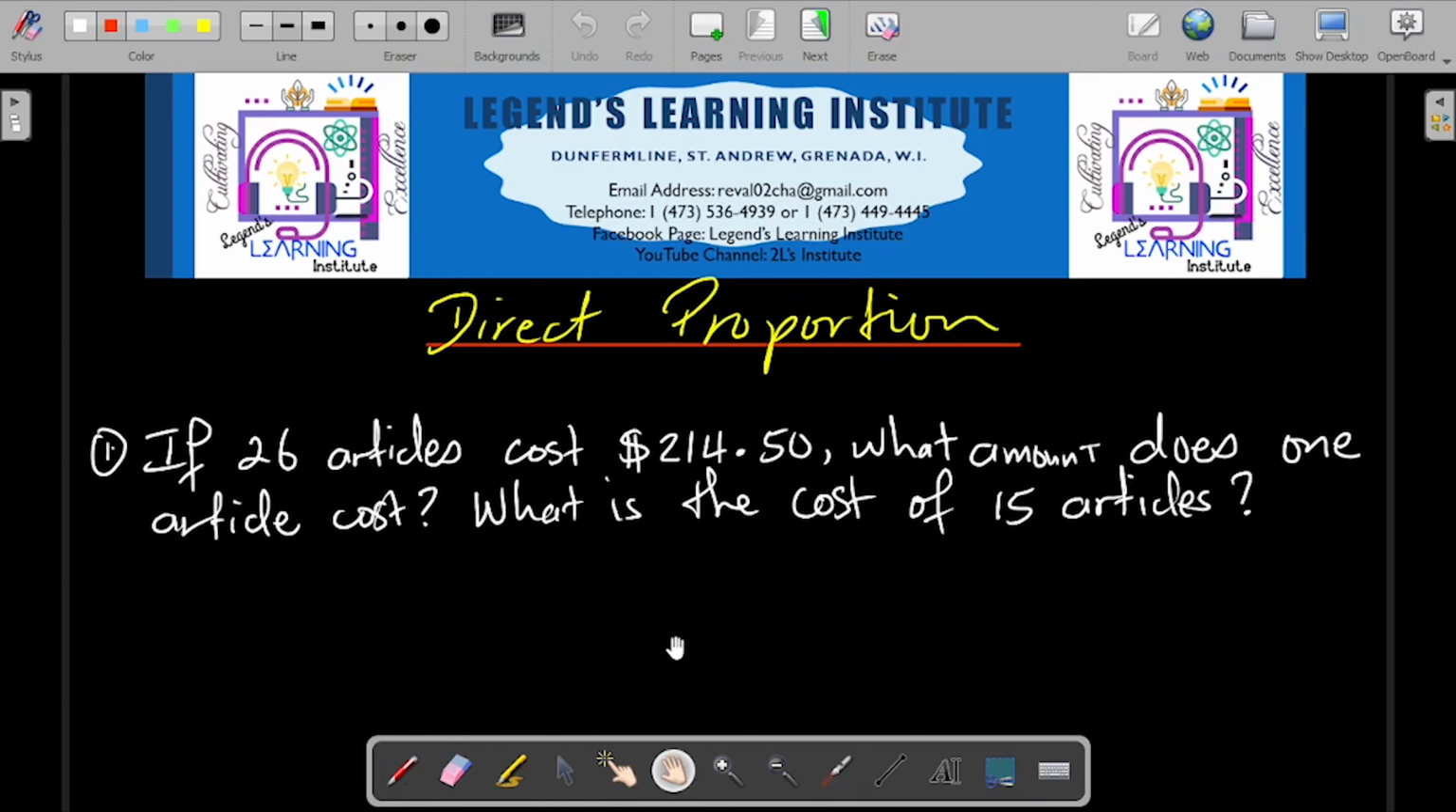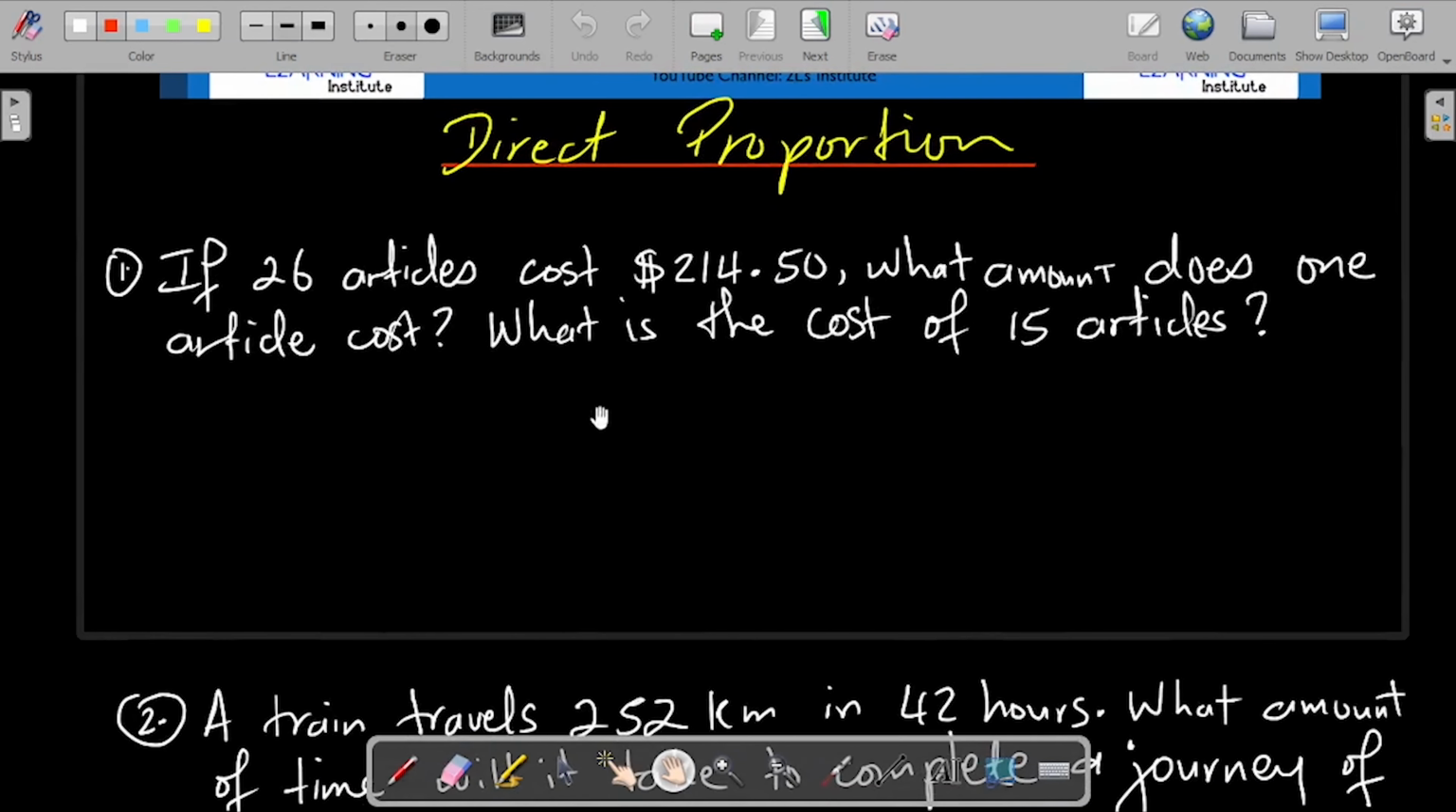When we talk about direct proportion, we are comparing two groups of items, and as one quantity increases, the other quantity increases by the same constant value. So if quantity A is doubled, then quantity B would be doubled as well. So if we find the amount that one article costs, we could find the amount that 15 articles would cost.